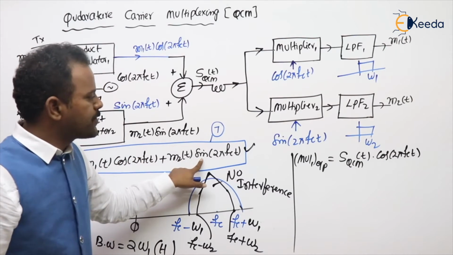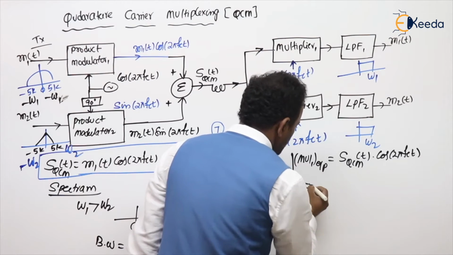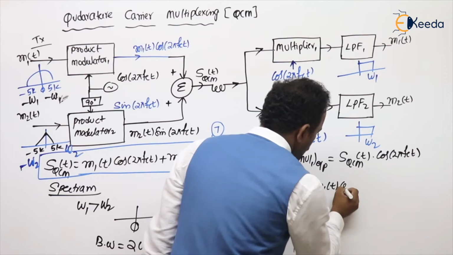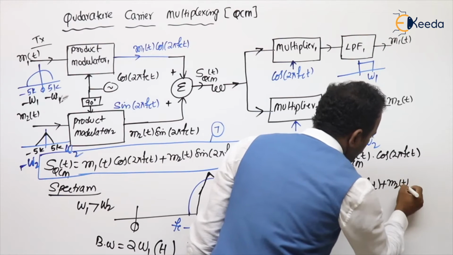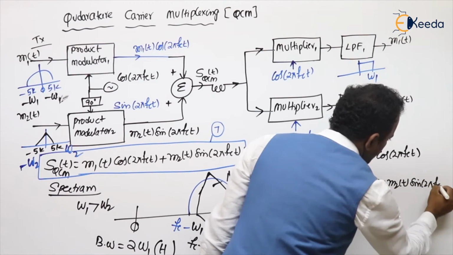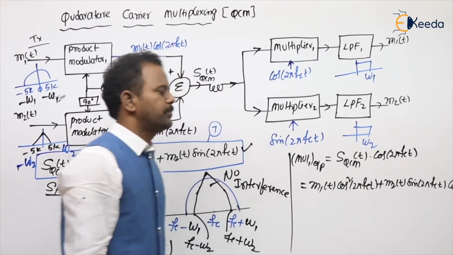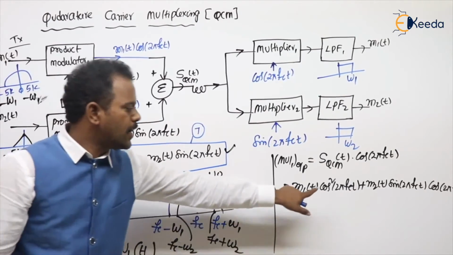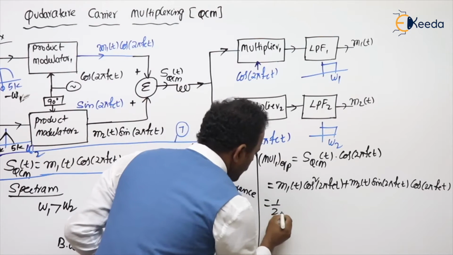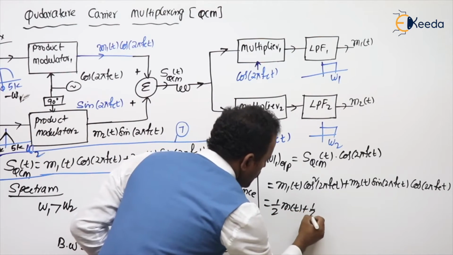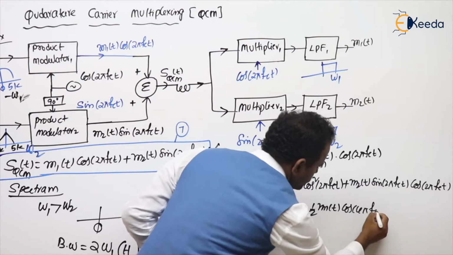Here sin 2 pi FCT into cos 2 pi FCT. So I am writing it here, using the space. M1 of t into cos square 2 pi FCT plus M2 of t into sin 2 pi FCT into cos 2 pi FCT. Just like the cos square formula, there is the cos A sin A formula. This will be 1 by 2 into m1 of t plus 1 by 2 into m1 of t into cos 4 pi FCT.